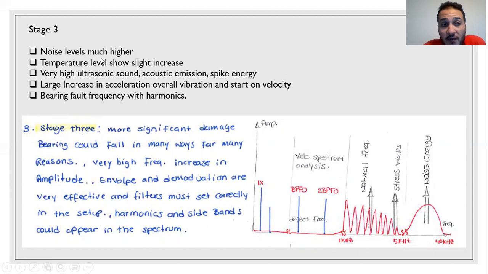You will see noise level much higher, the temperature level will show slight increase, very high ultrasonic sound, acoustic emission, spike energy, large increase in the acceleration, and then you will start to see the fault frequency on the high range of the velocity spectrum. And you can see, for example, this outer race and the second harmonic, but with no sidebands.